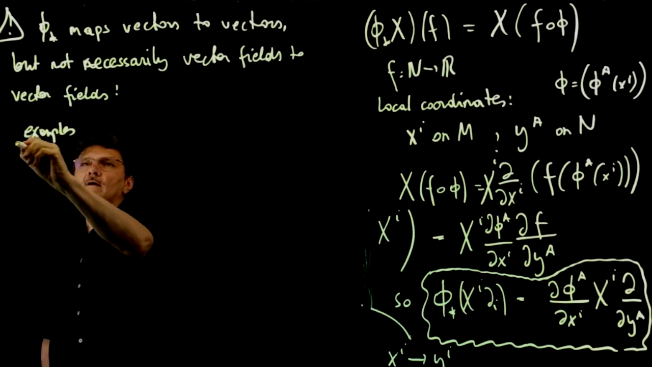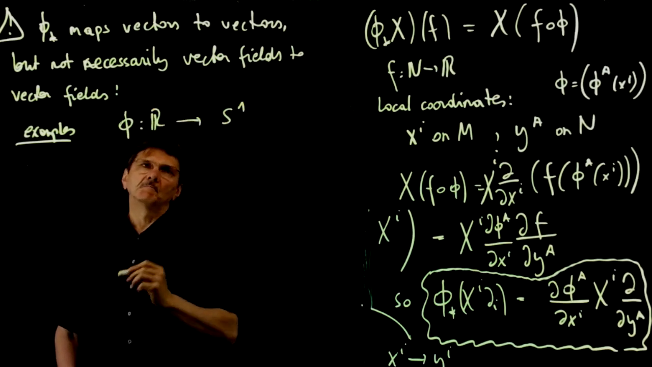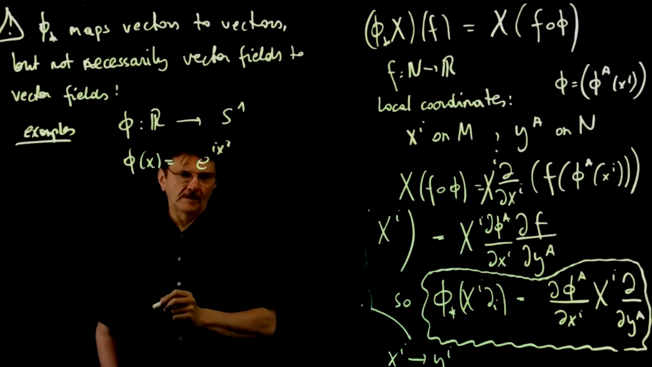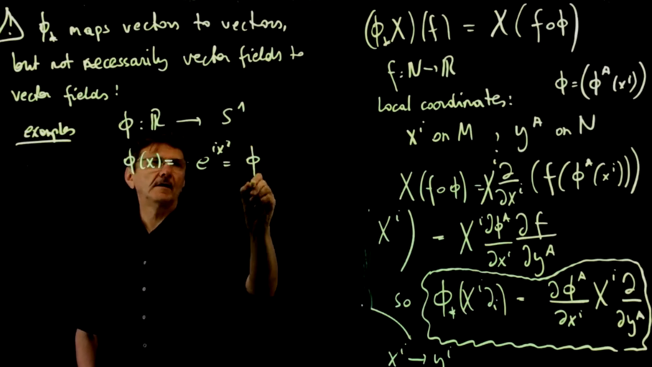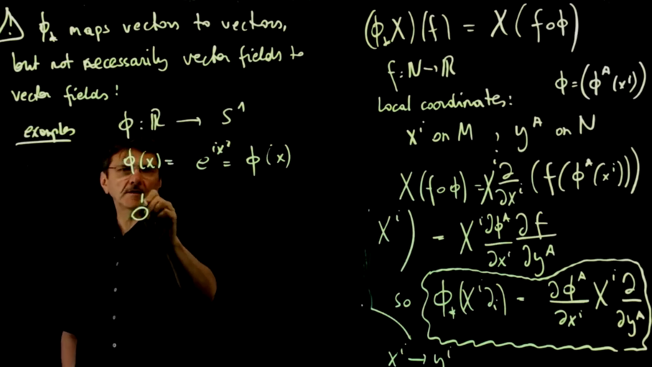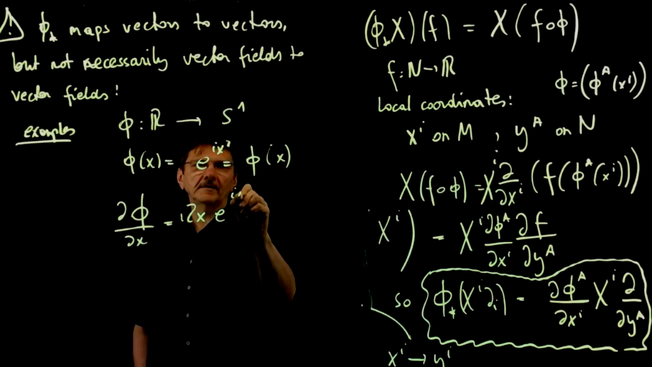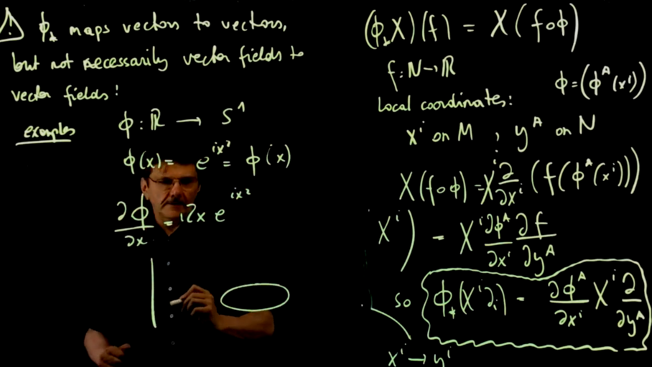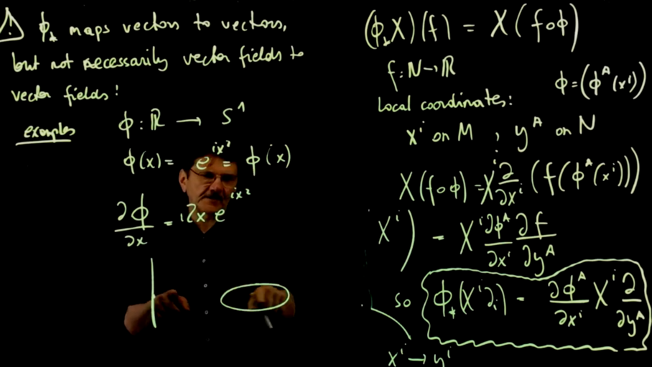So examples, if we go from R to a circle and say, let's take phi of x is equal to e to the i x squared. So if I use my formula, d phi over dx is just 2x i e to the i x squared. And so if you think about this as follows, you have a circle and this map is just winding around faster and faster, right? So you're going from R to here and winding around faster and faster.